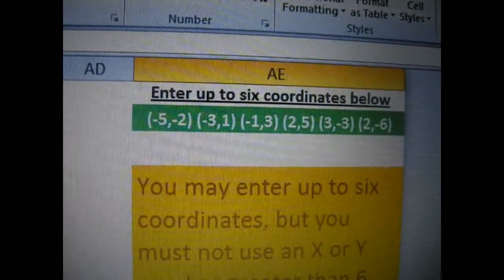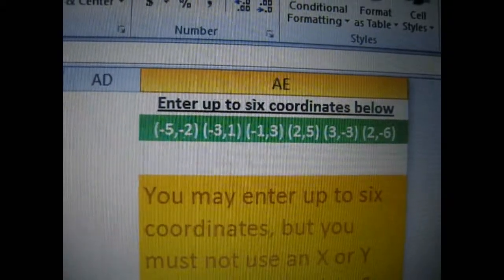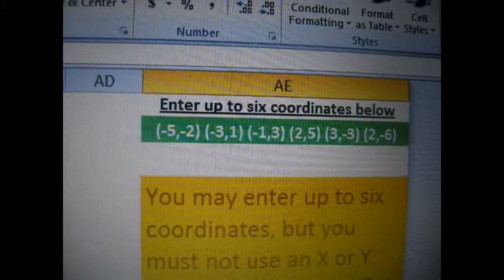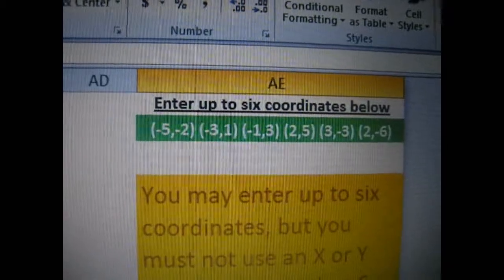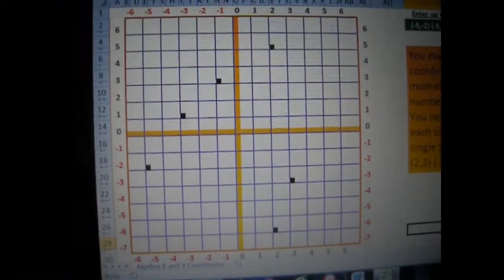Parentheses, -5, comma, -2, close parentheses, space. Parentheses, -3, comma, 1, close parentheses. And then, of course, the next one. I have up to 6 of them here. The end result is it plots them.